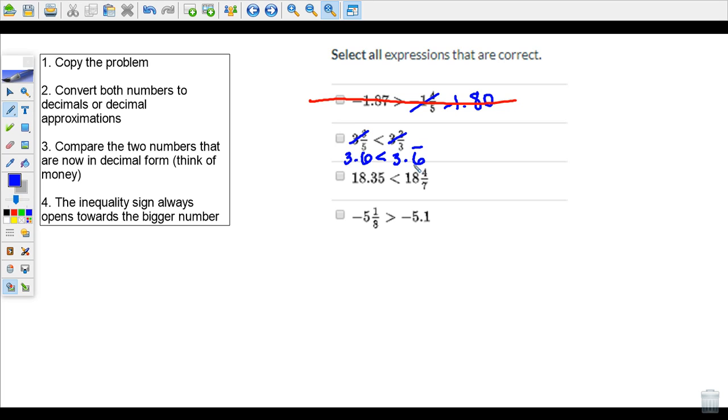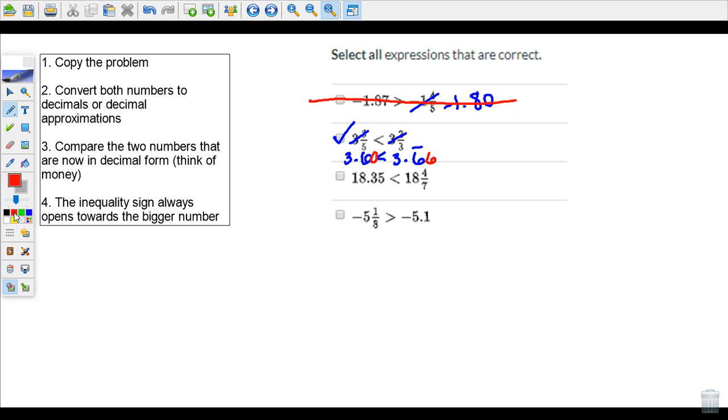They are identical. So let's take it out to another decimal place. After this 6, since it doesn't repeat, this is technically a 0. After this one, it repeats, so this is a 6. Here's a perfect example. If you just think of money, $3.60, $3.66, 366 is bigger. That's what this inequality is saying. It's opening towards this. So this one is correct.